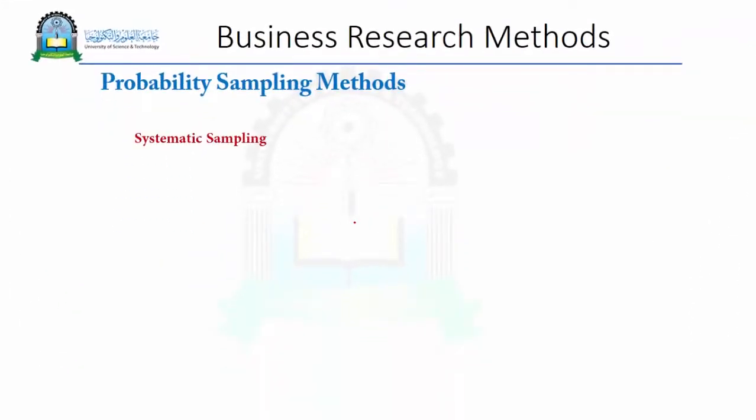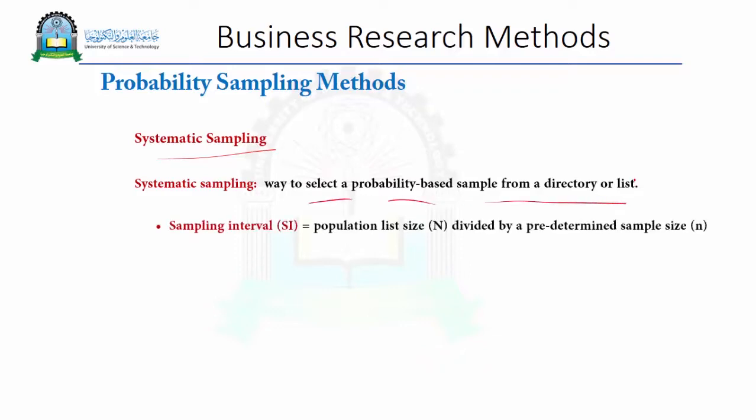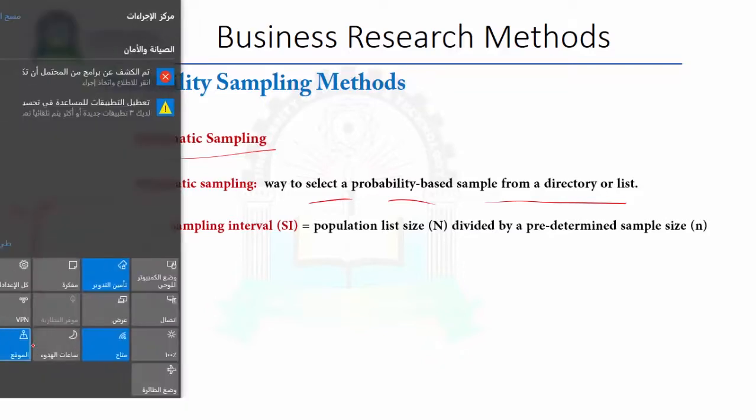The probability sampling method also has another technique, which is systematic sampling. Systematic sampling is very similar to random sampling, but here we go through the draw of the sample systematically. It is a way to select a probability based sample from a directory or a list. So we will have a list at the beginning. This list must be organized according to certain criteria. For example, a list organized from A to Z.